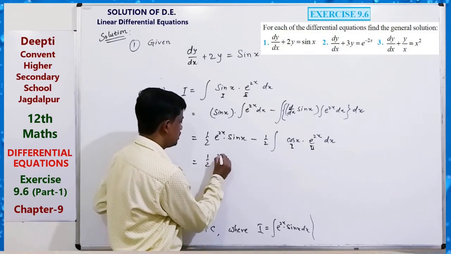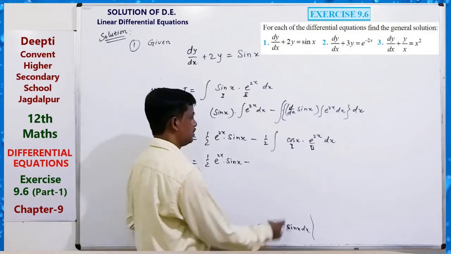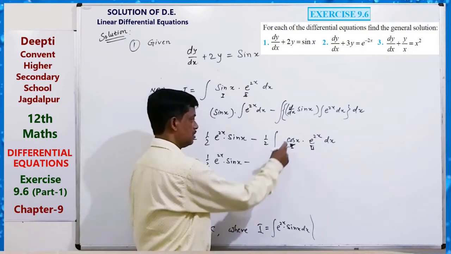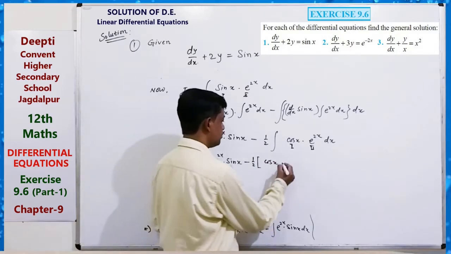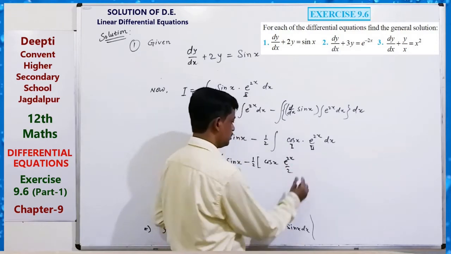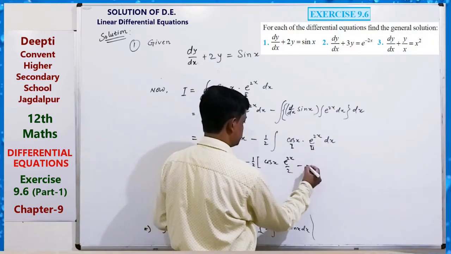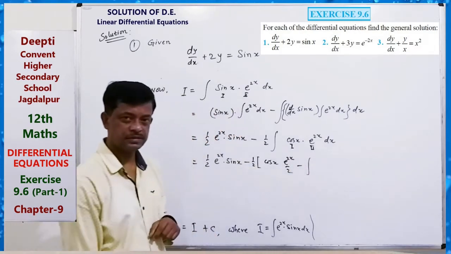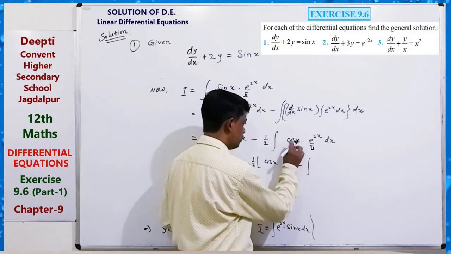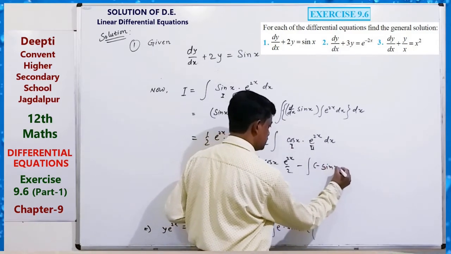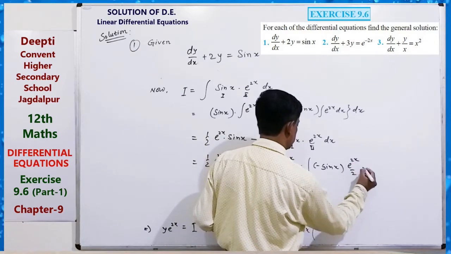1 upon 2 e to the power 2x sin x minus e to the power 2x, first function 1 by 2, first function cos x, second function e to the power 2x by 2, minus integration of derivative of cos x, minus sin x, into e to the power 2x upon 2 dx.